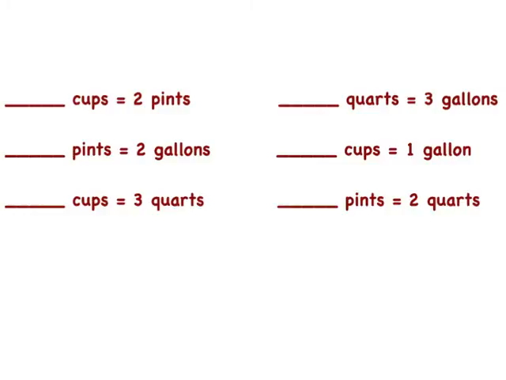Now let's see if we can make some conversions within our volume. The first one asks me how many cups are equal to 2 pints. Well, I know that there are 2 cups in 1 pint, so 2 times 2 is 4, so there are 4 cups in 2 pints. My next one asks me how many quarts are in 3 gallons. Well, we know that 1 gallon has 4 quarts, so 4 times 3 is 12, so 3 gallons would have 12 quarts.